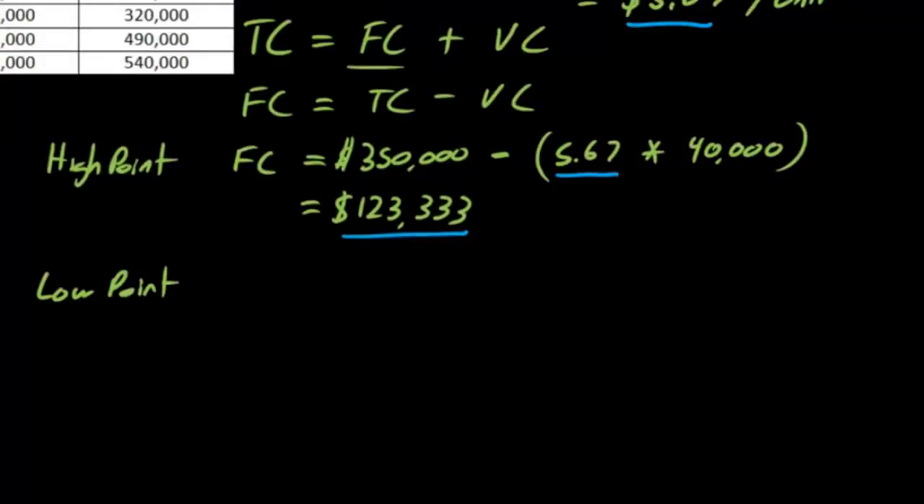Now, just to make sure we're on the same page, what do you think the fixed cost would have been if we were to use a low point? And I hope that you're saying, well, it has to be the same, right? Because it is fixed. It should be $123,333. And if that's what you're saying, then you're exactly right. The fixed cost is always the same, and it is fixed. And we can prove that.